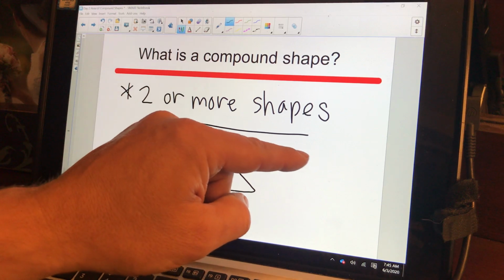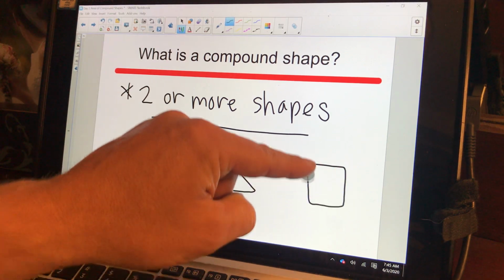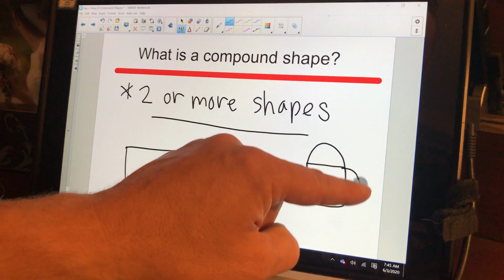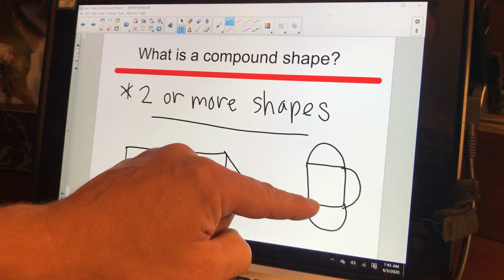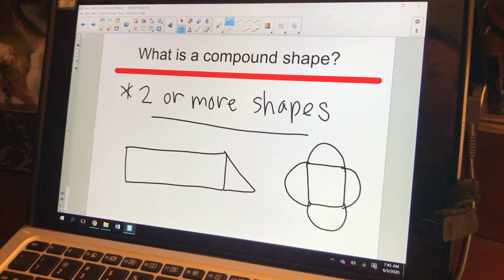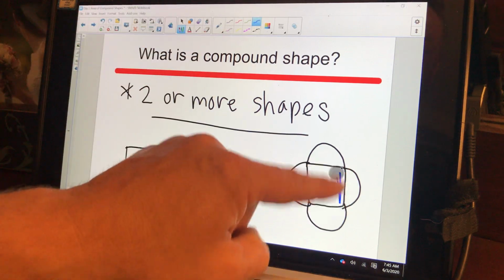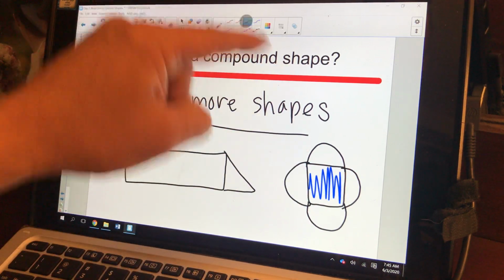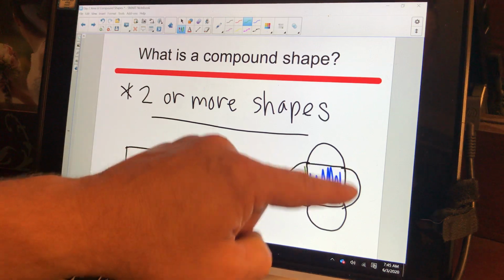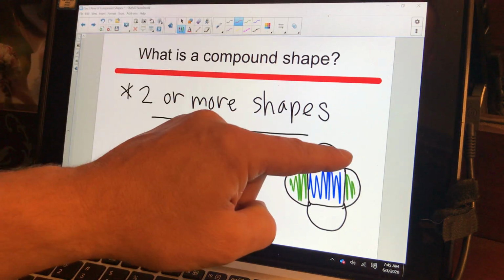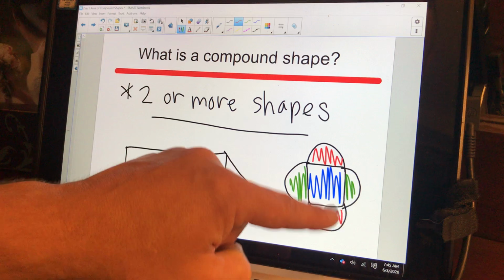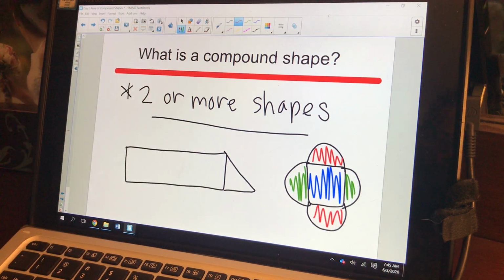Or a popular one is like a square that has half of a circle on each side, right? So what is that completely? That is a square, and then it's one whole circle from here and here, and another whole circle from here and here. I know that's a weird looking drawing, but that's what we're going to do today. We're going to find area of compound shapes. We're going to break shapes down and find the areas individually.